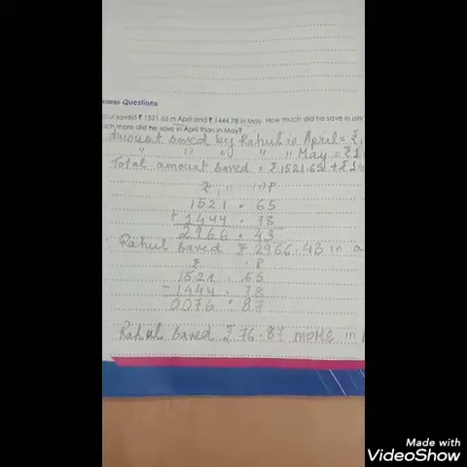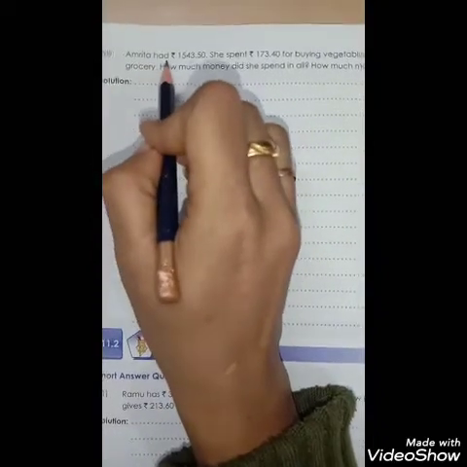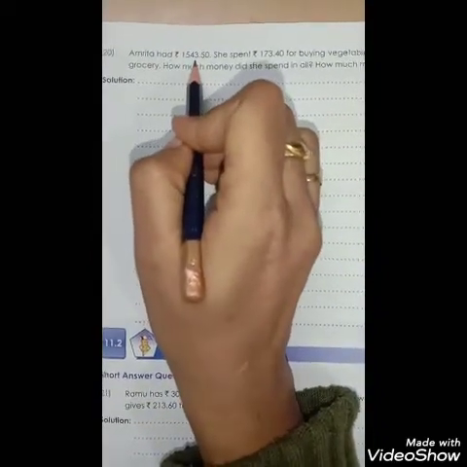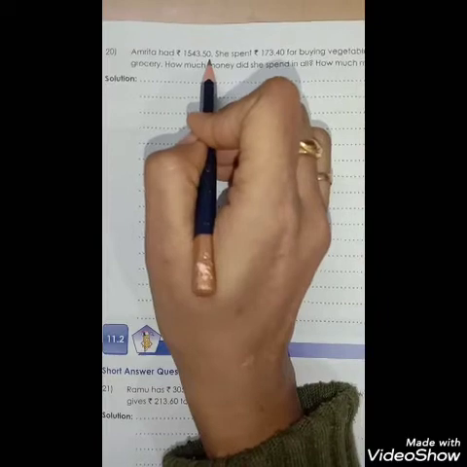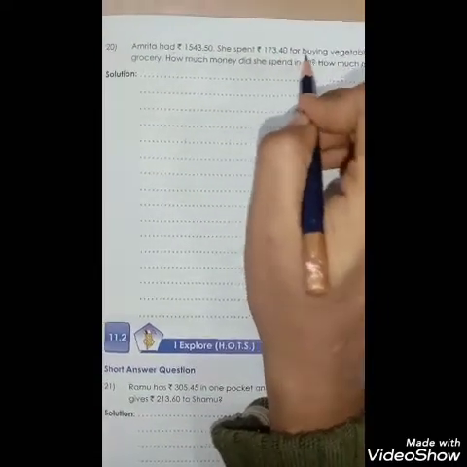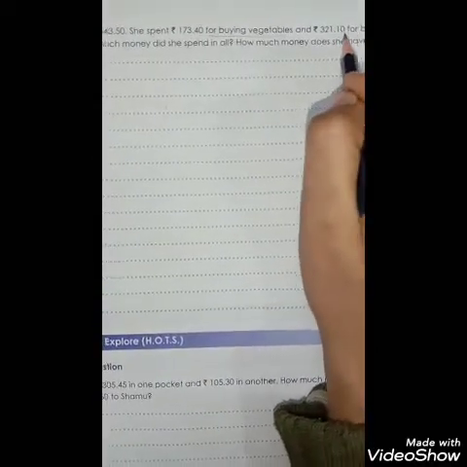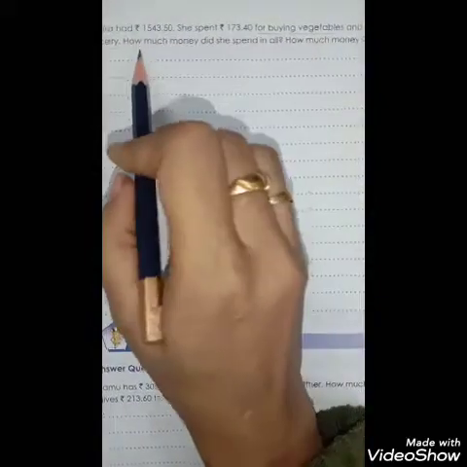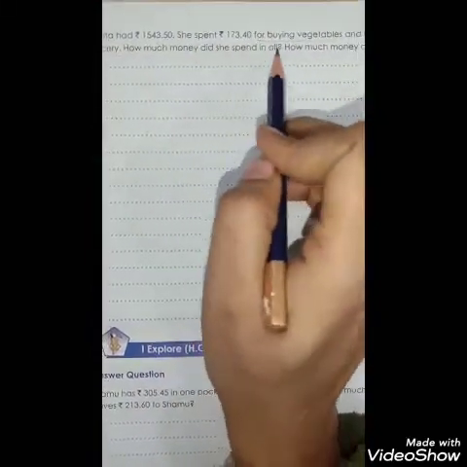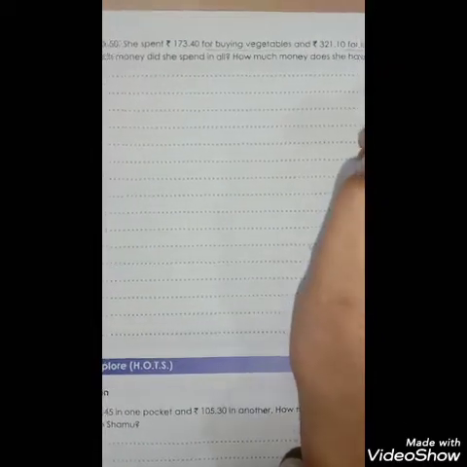Now next, question number 20. Amrita had 1,543 rupees 50 paise. Right? She spent 173 rupees 40 paise for buying vegetables and 321 rupees 10 paise for buying grocery. How much money did she spend in all? How much money does she have left?